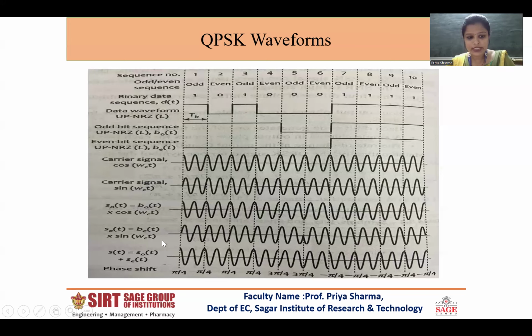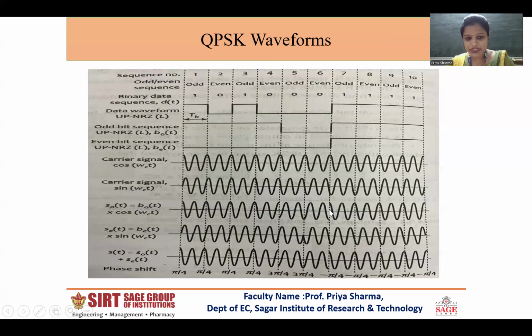Okay, students. Then these two signals, odd and even, are added. S(t) equals S odd(t) plus S even(t). So here there is a phase shift. So it will follow the cos signal. It will follow till here. As there is a phase shift of 180 degrees, it will change and it will follow till here.